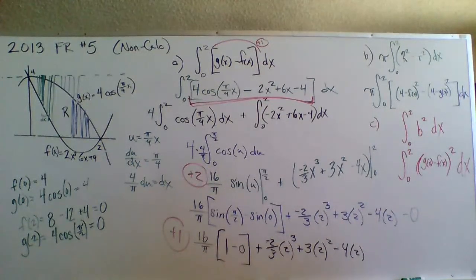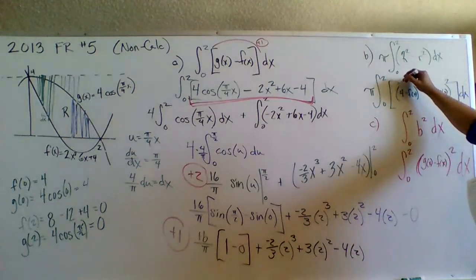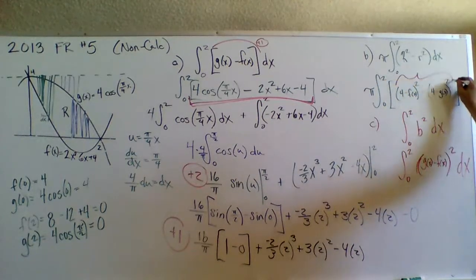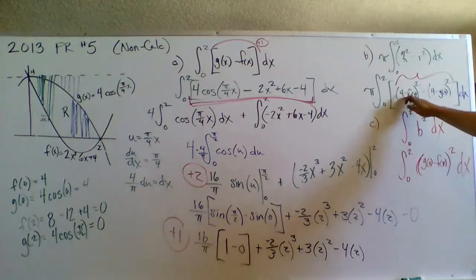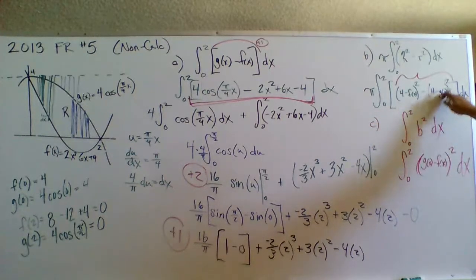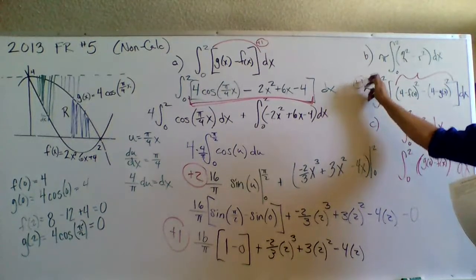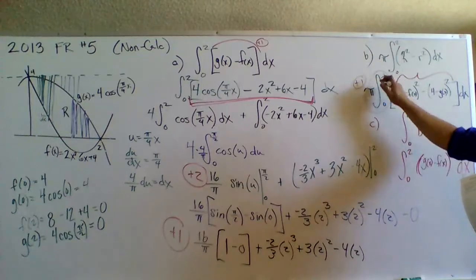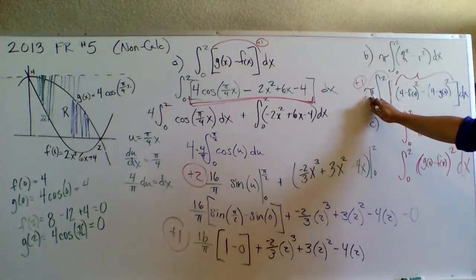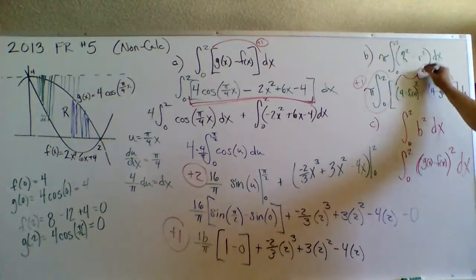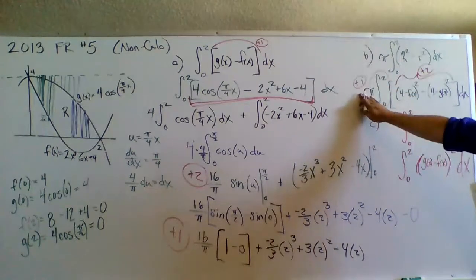Part B is going to be worth 3 points. You get 2 points for having this part correct, knowing you had to have 4 minus f all squared, minus 4 minus g all squared, and you're going to get 1 point for having the correct boundaries and pi. So 2 points for this, 1 point for that.